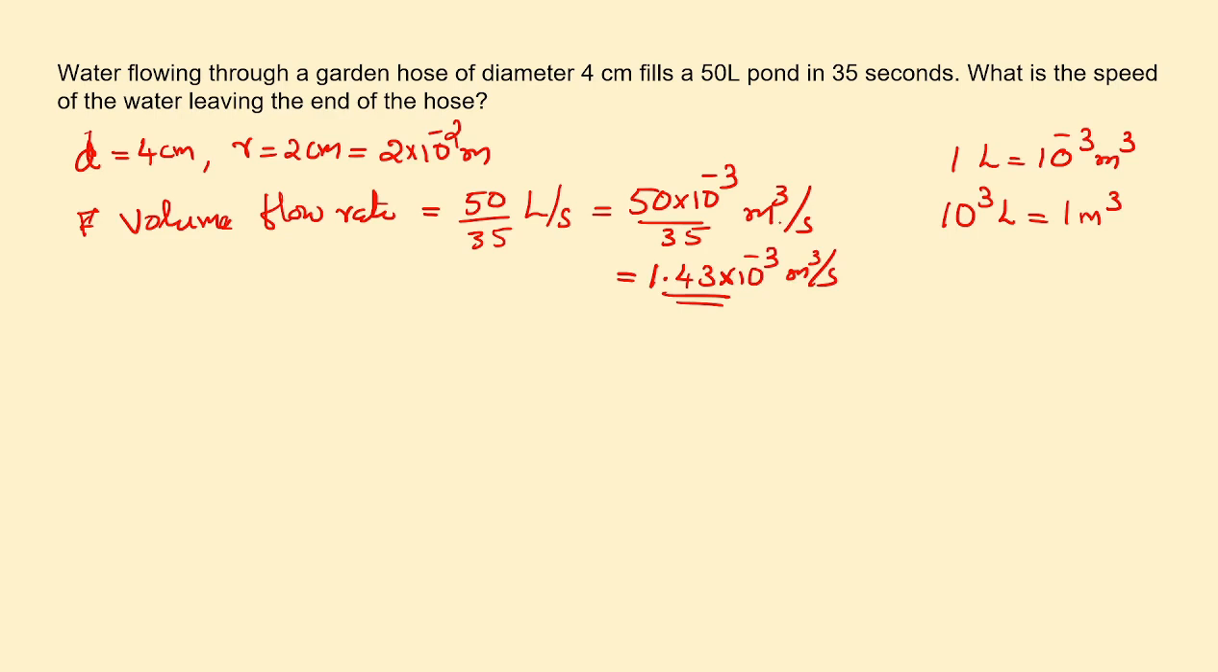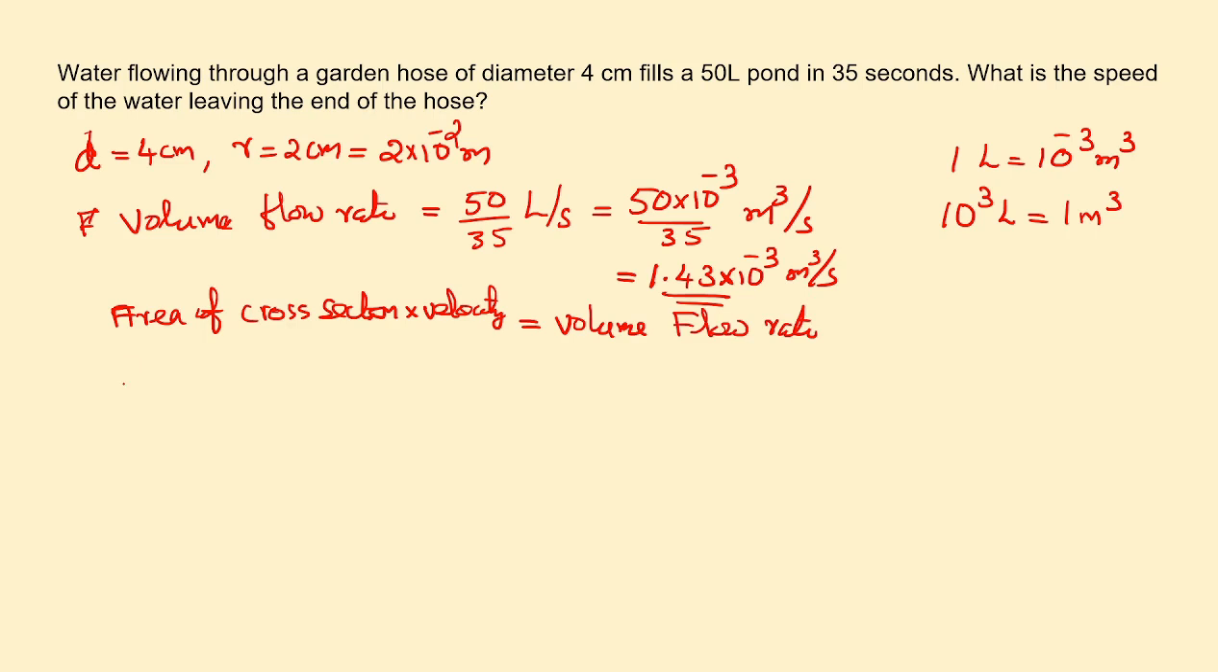What is the speed of the water leaving the end of the hose? We know the flow rate is equal to A into V, area of cross section into velocity. So the flow rate, area of cross section into velocity, is equal to the volume flow rate.